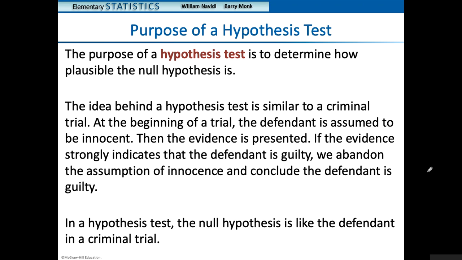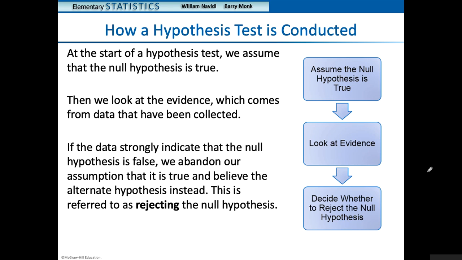In a hypothesis test, the null hypothesis could be compared to the defendant in a criminal trial. The way this comparison works is that at the very start of a hypothesis test, we assume that the null hypothesis is true. We start by making that assumption. Then we look at the evidence. We gather some evidence. This evidence comes from data that has been collected, and if the data strongly indicates that the null hypothesis is false, then we will abandon our assumption that it is true and believe the alternate hypothesis instead. This is referred to as rejecting the null hypothesis.